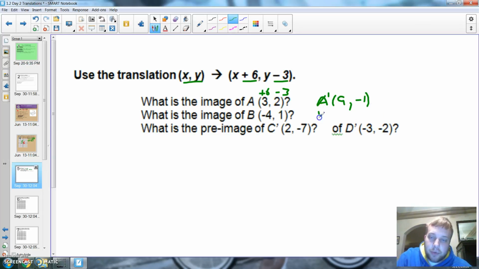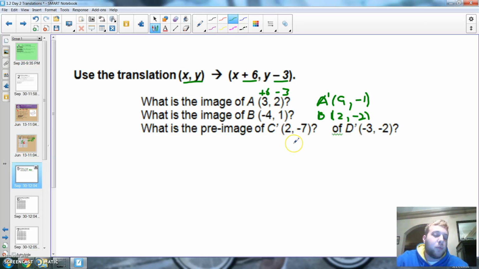Alright, what about this one? Let's try this one. B. Alright, now remember, I'm adding 6 on to negative 4. Well, adding 6 on to negative 4, I believe, is 2. And then minusing 3 from 1 is negative 2. Okay, are we good? Minus 3 from 1.